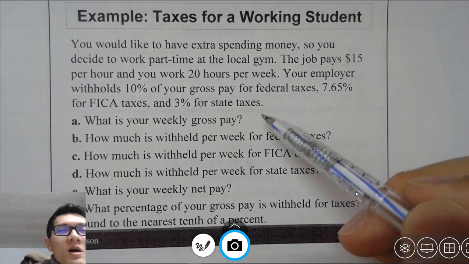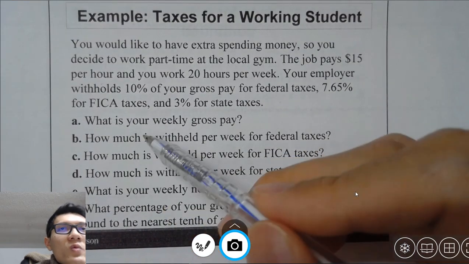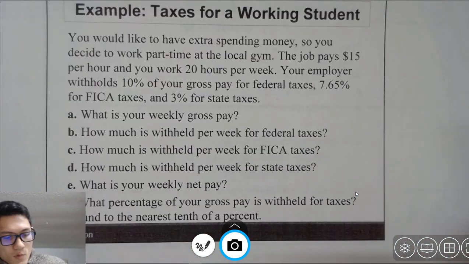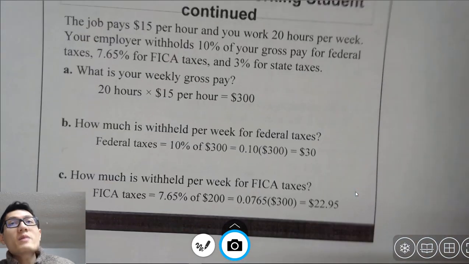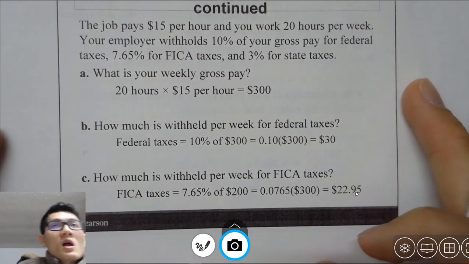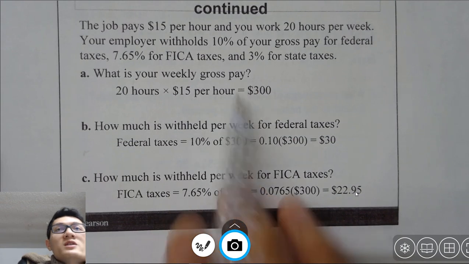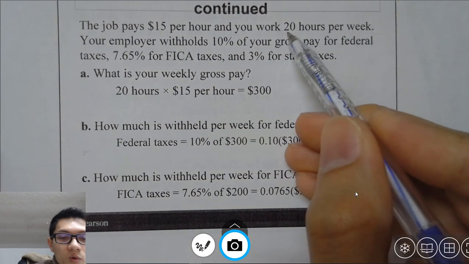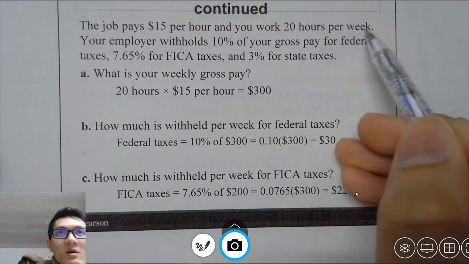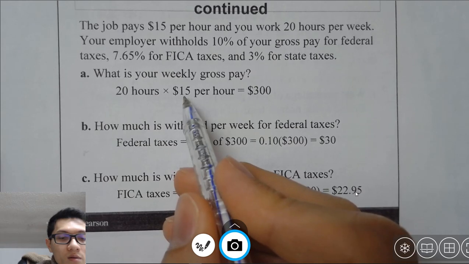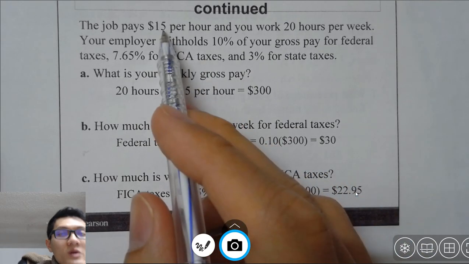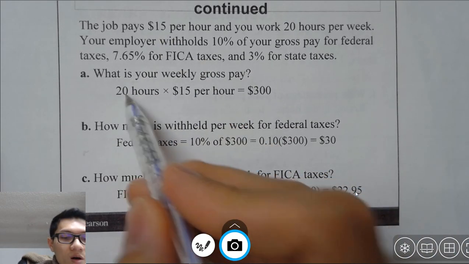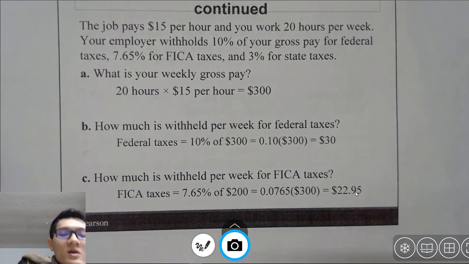First question, what is your weekly gross pay? All right, so let's do that step by step. The weekly gross pay is the money that you receive before subtracting all the taxes. So now we know that you work 20 hours per week, and the rate each hour you are paid is $15. So take 20 hours times $15 per hour. So each week your gross pay should be $300.